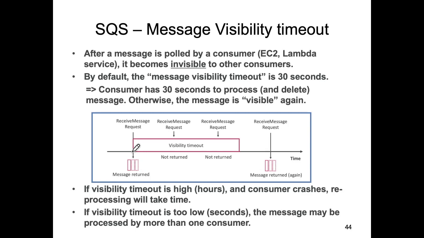So that's how SQS avoids multiple consumers receiving and processing the same messages, because the way we want SQS to work is that only one consumer processes a particular message on the SQS queue. If you want multiple consumers to do it, then don't use SQS, as we'll see. There's an alternative.